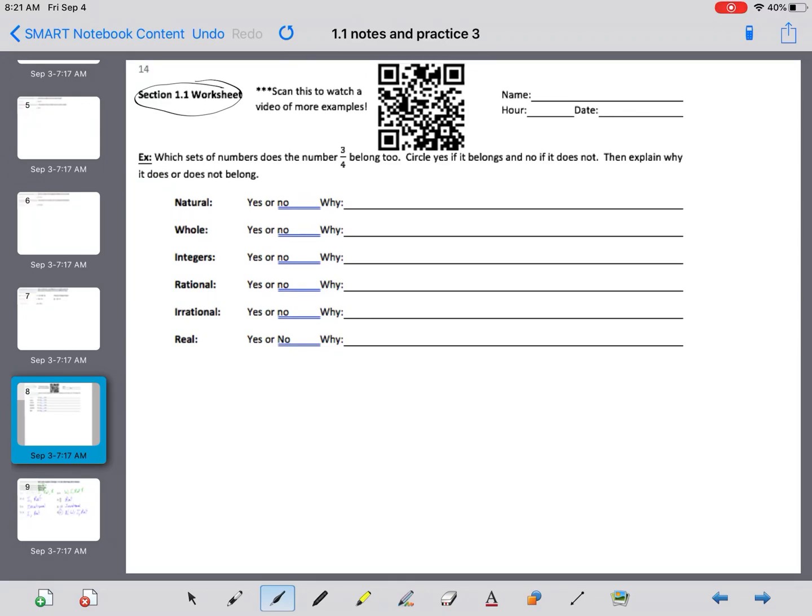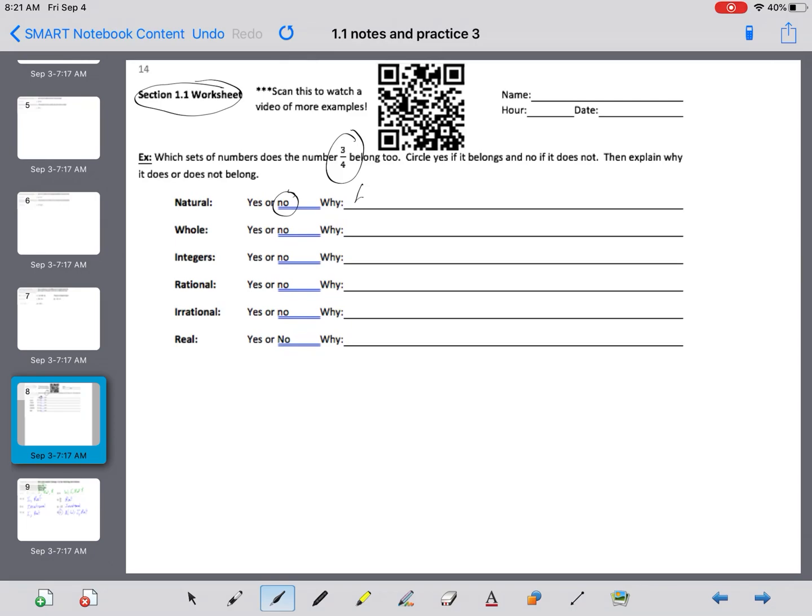But the first assignment on section 1.1, there's a second one following this with other properties. So which sets of numbers does the number 3/4 belong to? Circle yes if it belongs to it, and no if it does not. Explain why it does or does not belong. So 3/4 is not a natural number.